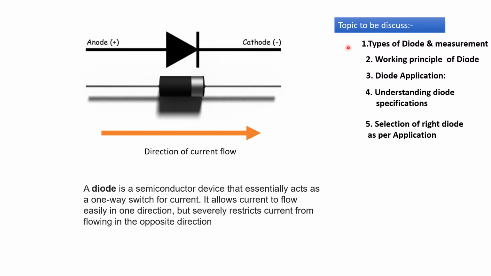So what are we going to discuss today? Today I will discuss the types of diodes and how to measure them, the working principle of a diode, diode applications, and understanding diode specifications. This fourth one is very essential, because what I feel in this industry is that most newcomers, when they join, do not know what the specification of a diode is. And fifth, if you are aware of the specifications, then how to select the right diode for your application.